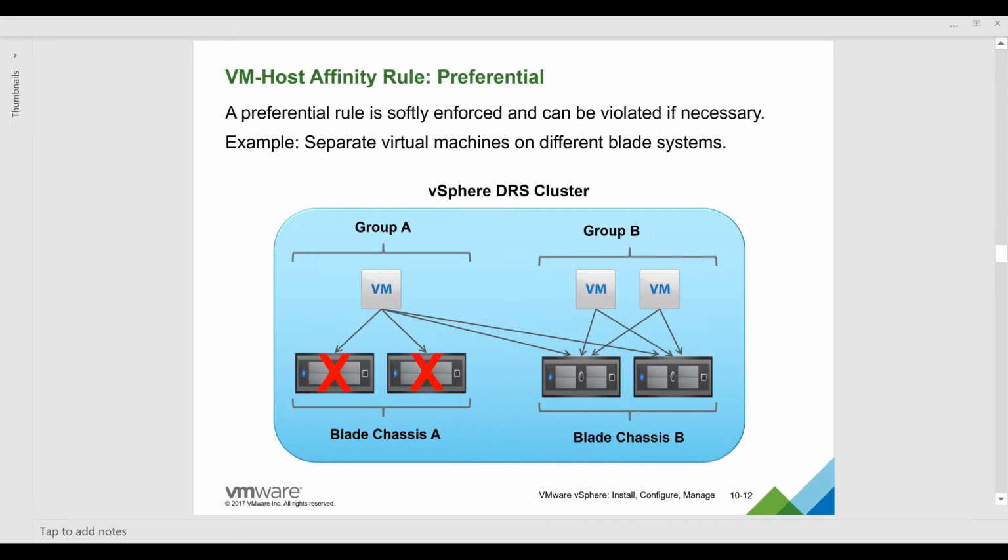A preferential rule is a softly enforced rule. So when we create these rules, if we don't have the resources, it's not going to do it. If we did a preferential rule that said, I would really like to have these resources available to these virtual machines or these virtual machine groups, great. If you can't find it, go ahead and violate the rule or constraint and run it on another host anyway.